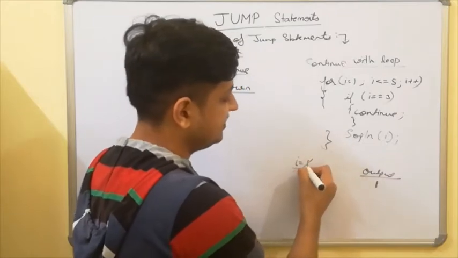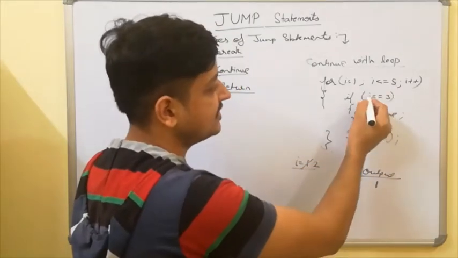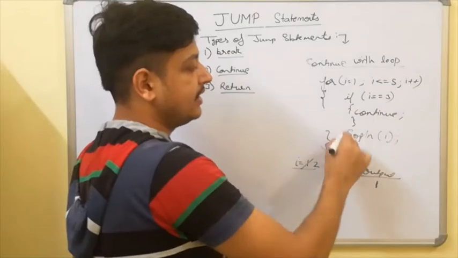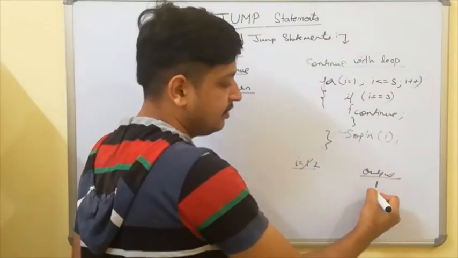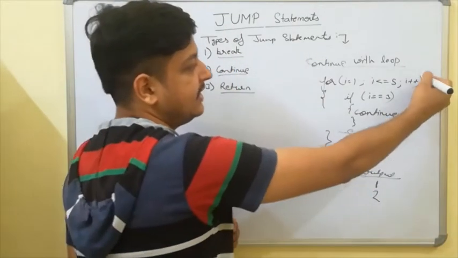Then it updates the I value. It becomes 2. Then 2 is again not equal to 3. It will again come to SOP ln I. Then it will print 2. Then again it will update here I value.